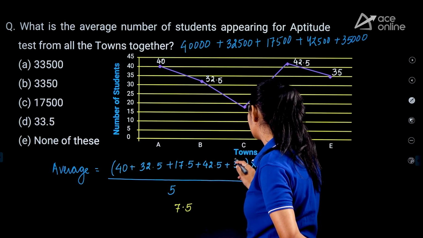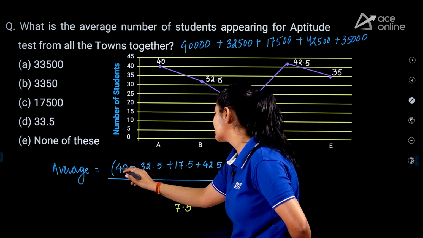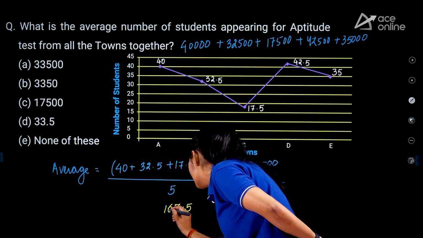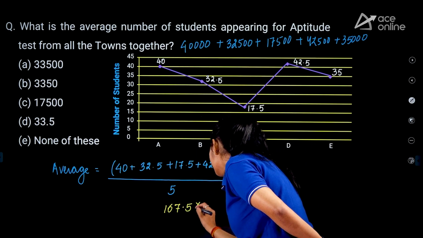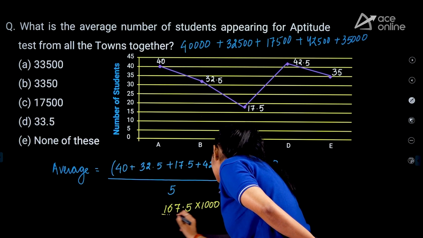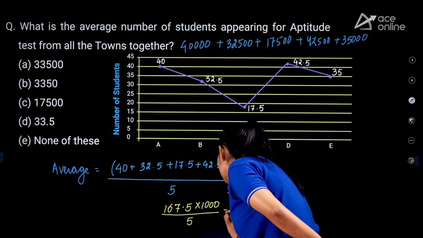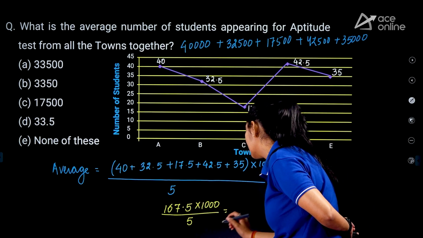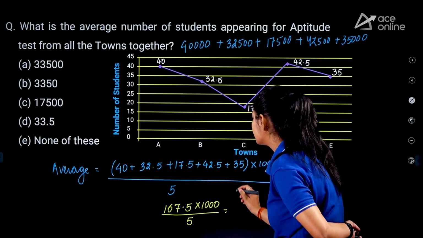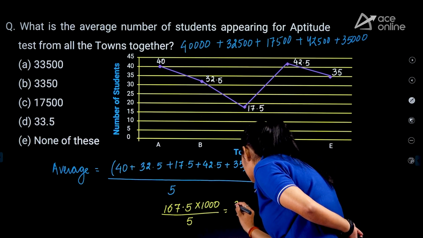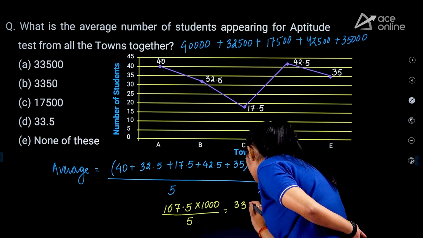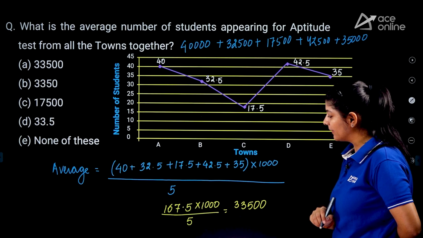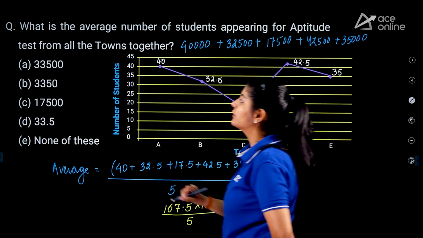So here we are having 4, 4 and 4. That is 12. 12 and 3, 15. And here we are having 16. That means 167.5 into 1000 divided by 5. And when we solve this particular value, I know that it will become 33,500. The average is nothing but 33,500.